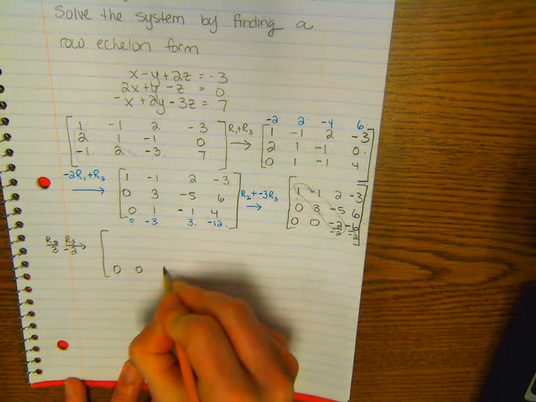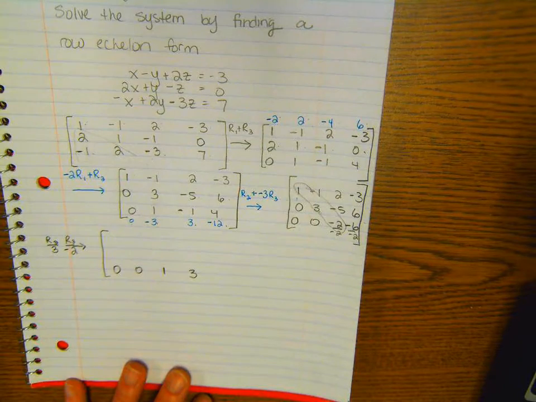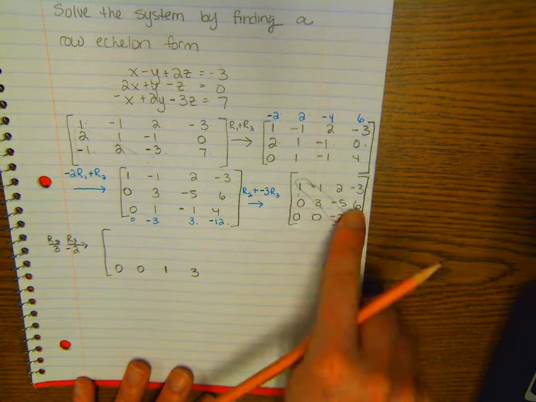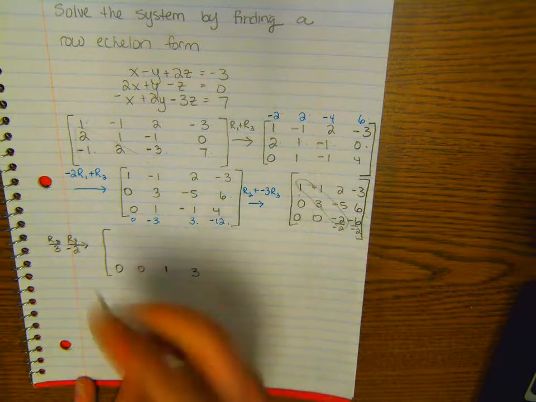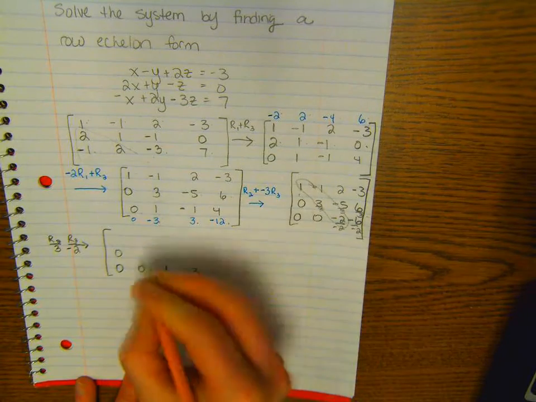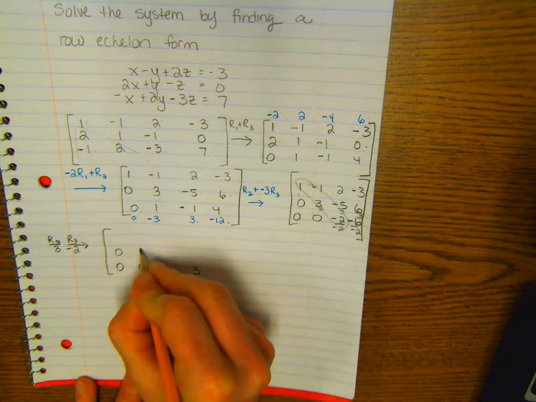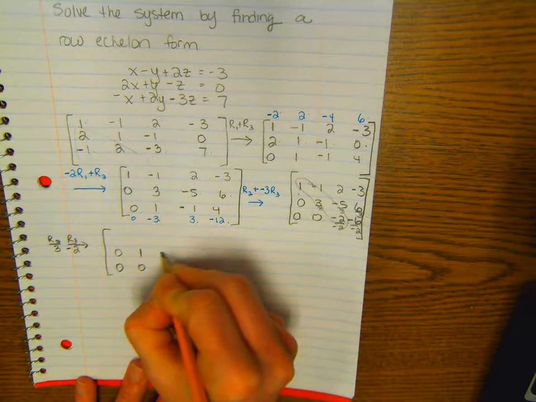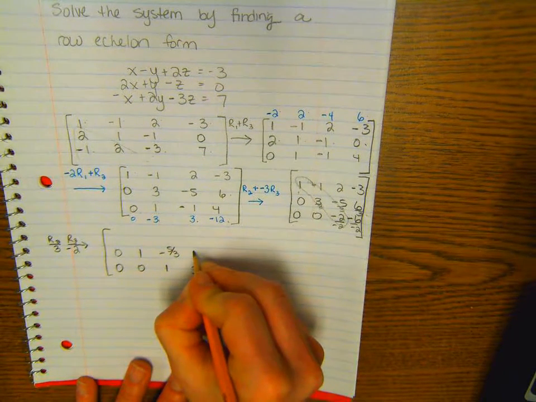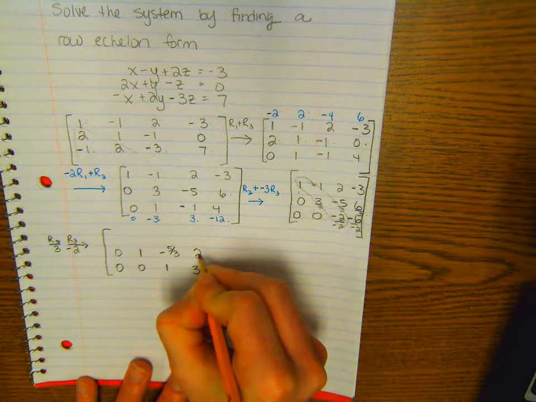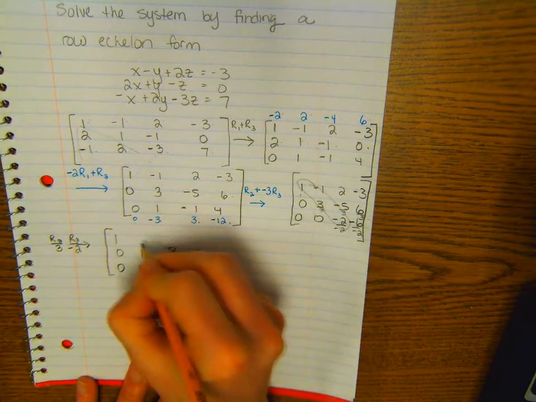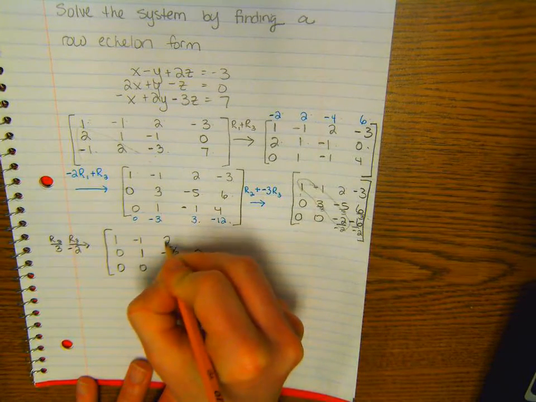So let's divide these values by a negative 2 here, and we get 0, 0, 1, 3, correct? Okay. All right, and then let's divide this by 3. We get 0, and I'm going to just leave them as fractions if I need to. 0, 1, negative 5/3, and what's 6 divided by 3? 2. And then 1, negative 1, 2, negative 3. Okay.